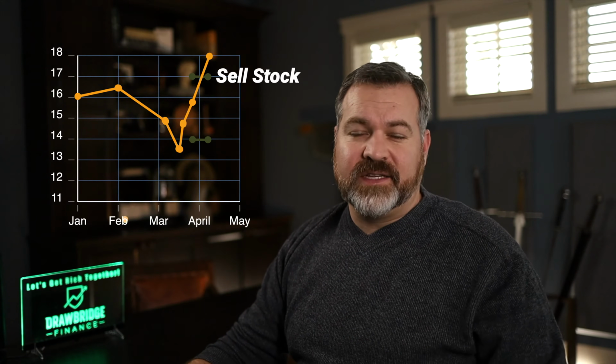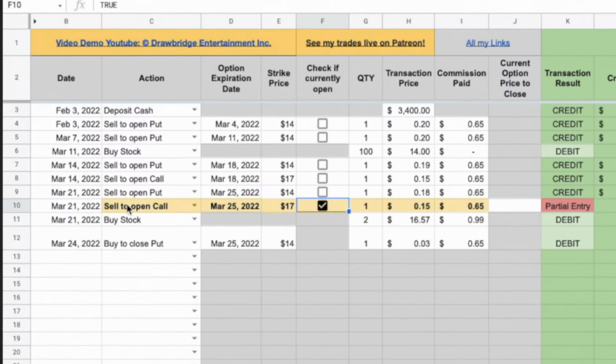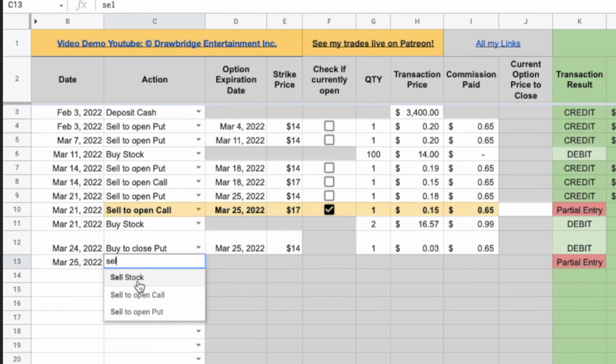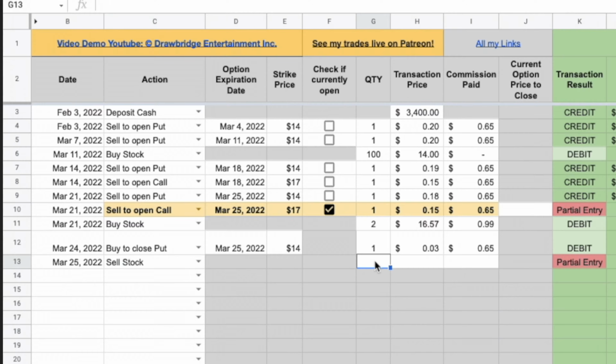We would do that. In this example, maybe the stock ran up really high and it was trading at $18 a share and the shares were called away from me. Well, in this case, that call that I have open is going to expire, but it's going to expire with the result that I am selling shares back, and I'm selling them for $17 a share. So let me put in that entry. I'm going to say on March 25th, I'm going to sell stock, and this is going to be 100, and I'm going to sell them for a total price of $17 each, and I'm going to pay a commission of 65 cents.